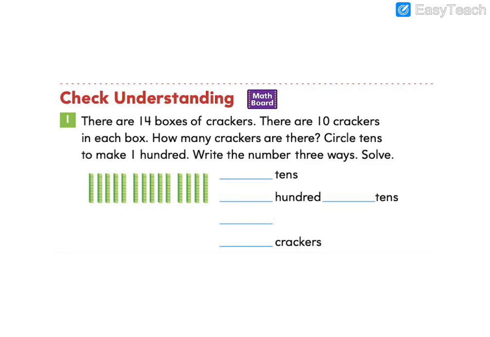All right, let's complete the check understanding. There are 14 boxes of crackers. There are 10 crackers in each box. How many crackers are there? Circle tens to make 100. Write the number 3 ways and then solve. So it already has represented your 14 boxes of crackers with 10 crackers in each box. Go ahead and circle your group and answer how to write the number in 3 ways here.